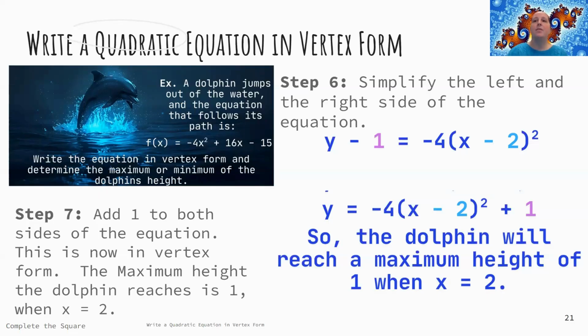Okay. This is almost in vertex form. I have my a out front. I've got my -2, my h value. Now I just need to move this 1 to the other side. So I add 1 to both sides. This is my vertex equation. Okay. I also know that the dolphin is jumping out of the water, which means my quadratic is an upside down quadratic with this negative out in front. I can also recognize that. That means that I'm going to have a maximum value. In this case, I'm going to have a maximum value at x equals 2 and y is going to be 1 because that's my vertex.